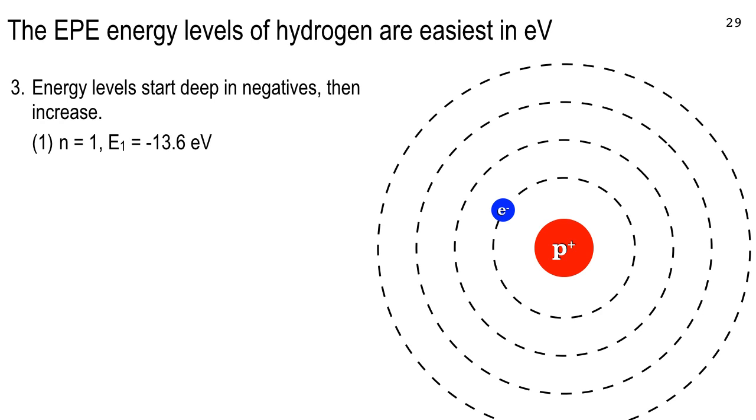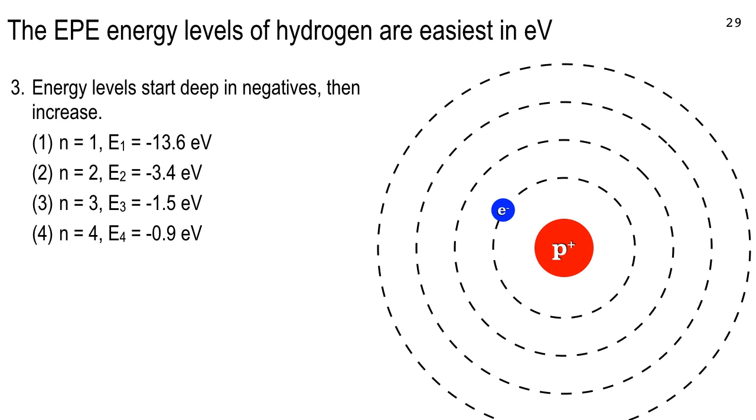For n equals 1, that's the innermost orbit, the potential energy is negative 13.6 electron volts. The next one up, negative 3.4. Go ahead and write these down. These are very important energies. The third, negative 1.5 electron volts. And the fourth one that I've got here, negative 0.9 electron volts. So you can see that they're getting closer to 0, but what I said was correct: it's a larger potential energy as you go away.